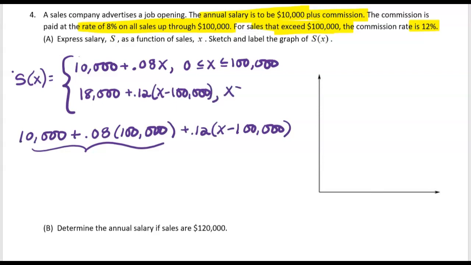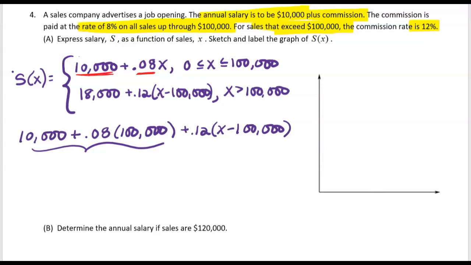And this will be for sales that are greater than 100,000. Okay, and there's your piecewise function. So let's graph the function. All right, so the first piece is pretty easy to graph. You have a slope of 0.08 and you have a y-intercept of 10,000.